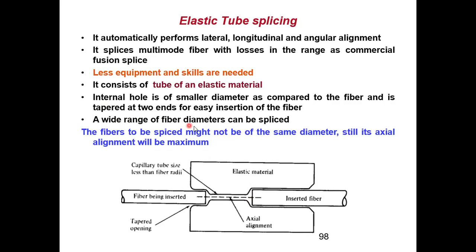Okay, so a wide range of fiber diameters can be spliced with this technique, and the fibers to be spliced might not be of the same diameter, but still the axial alignment will be maximum. So here you can see they have shown it with this dotted line. Dimension same नहीं है, but still the axial alignment is there.